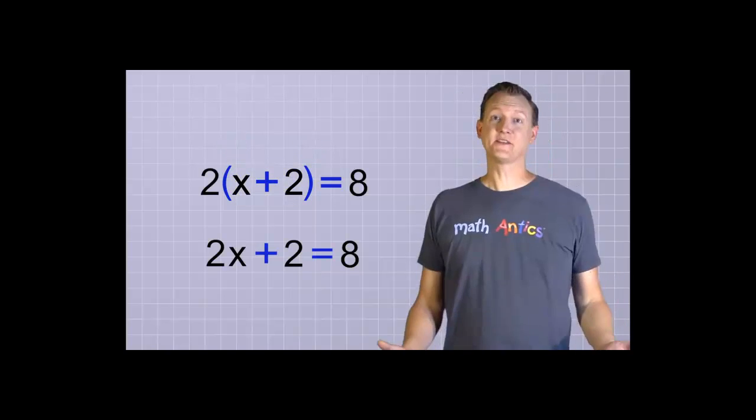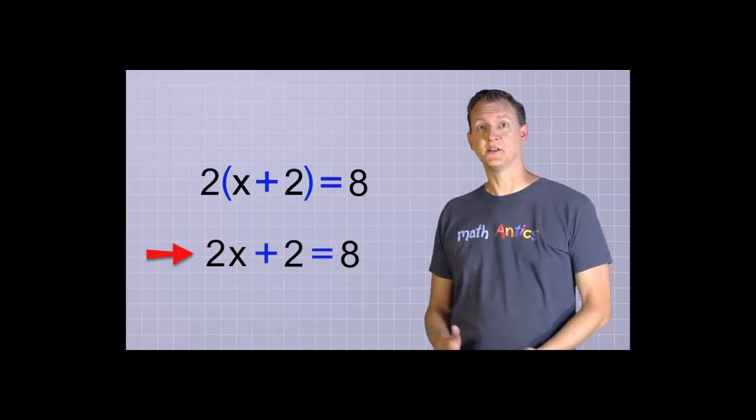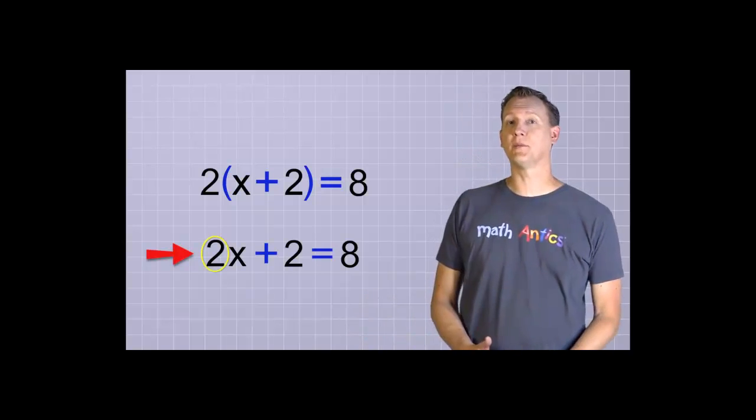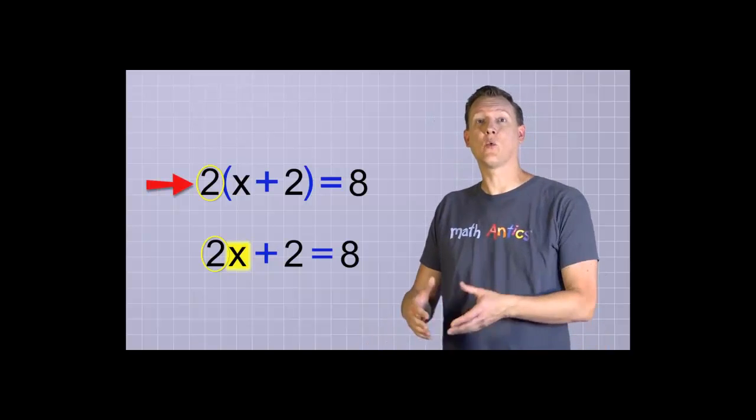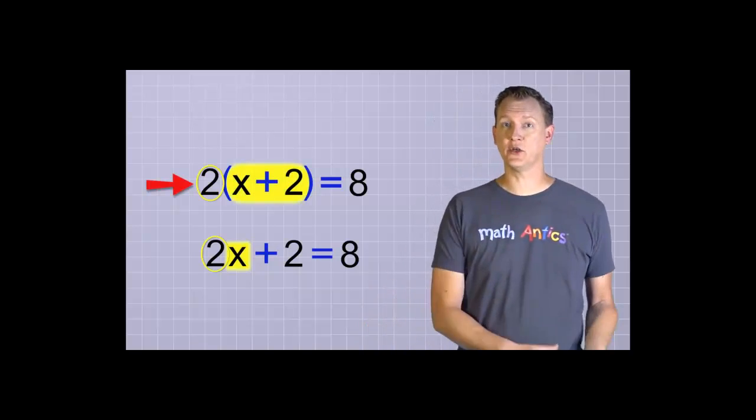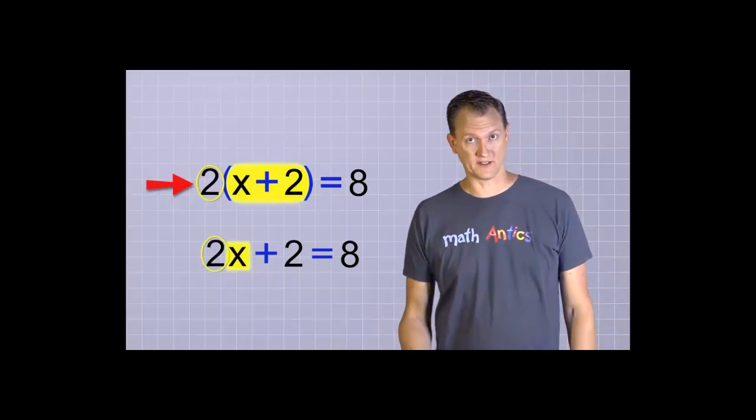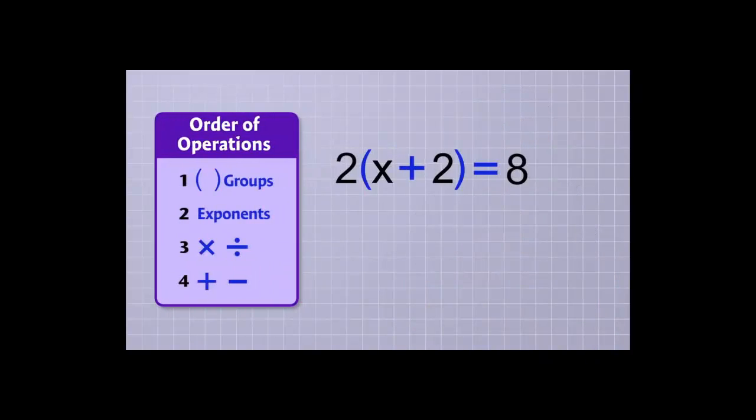That's because in the original equation, this first 2 is only being multiplied by the x. But in the new equation, it's being multiplied by the entire quantity or group x plus 2. And that's going to change how we solve it. We're still going to follow our order of operations rules in reverse, but now that the x plus 2 is inside parentheses, which means that it's part of a group, we're going to undo that operation last. Since we're supposed to do operations in groups first, it means that we're going to undo operations in groups last.